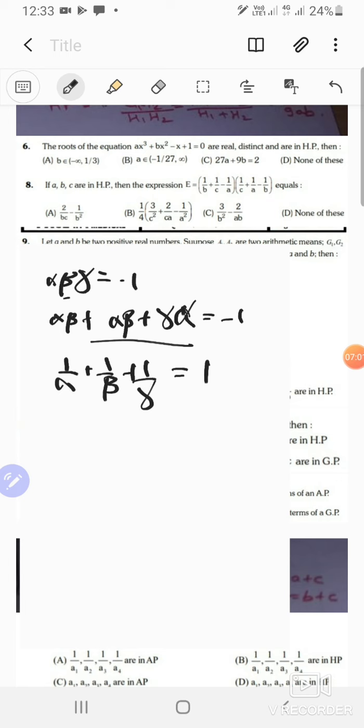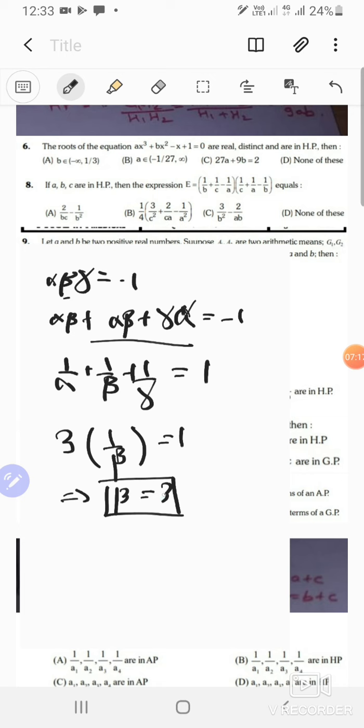Okay, that's nice. But now we can use the fact that because alpha, beta and gamma are in harmonic progression, their reciprocals are going to be in arithmetic progression, which means that 3 times 1 by beta is going to be 1. So beta is 1 by 3. In other words, one of the roots is going to be 3. No problem. What else do we know? Once you know one of the roots, we can in fact find the other roots as well using this equation.